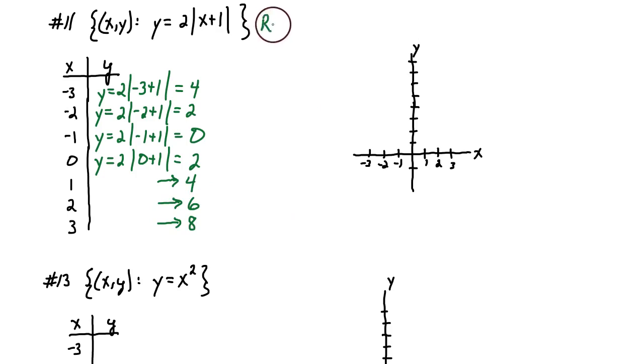Now let's give our range. What did we get for y? Our smallest number is 0, then 2, then 4, 6, and 8.